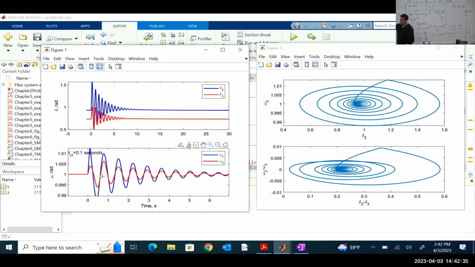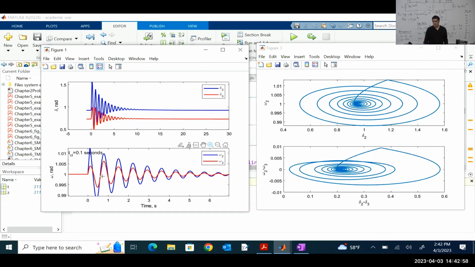What else do you see in the plot? Blue and red lines, speed for machines 2 and 3. They are almost in phase. That's not something that we should expect when I say that we will see more interesting dynamics. What is the meaning of the two being in phase?